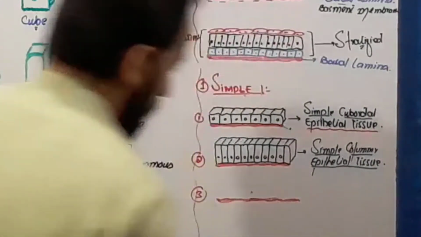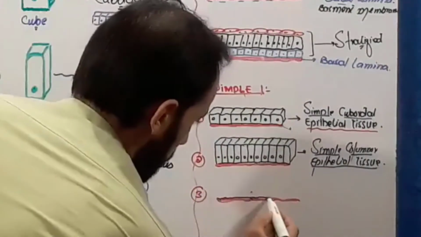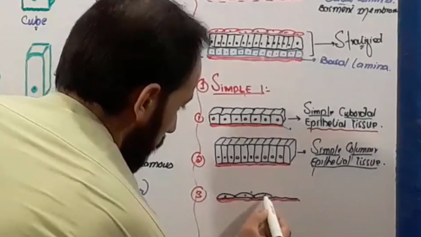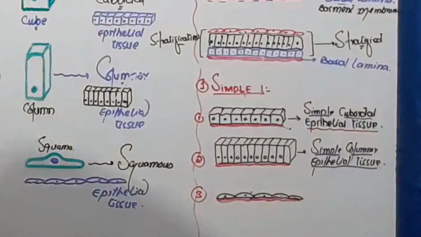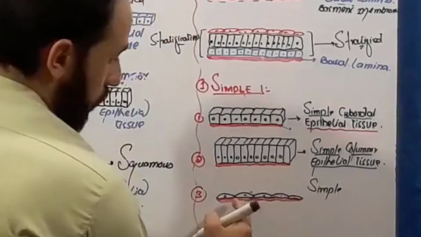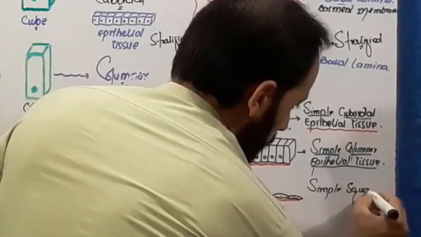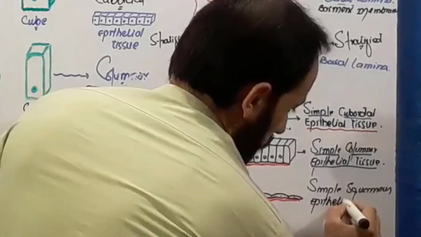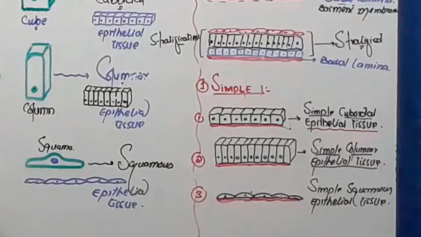This is the basement membrane, right? And above the basement membrane, the cells are epithelial cells, and they are squamous shaped. Right, so that's why we call such type of tissue simple. Yes, simple because only one layer. What is the shape? Squamous shape, so we call it simple squamous epithelial tissue. Done.